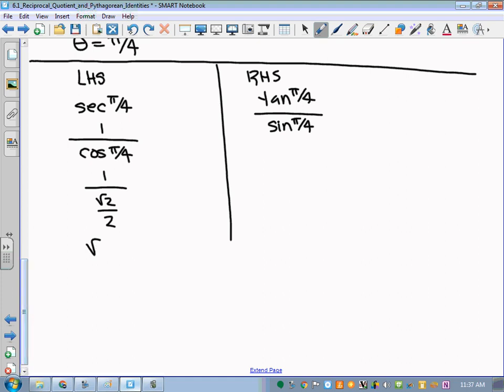Multiplying by the reciprocal would give me 2 over root 2. We know the pain of our textbook. They will rationalize that. They'll write it, or at least the middle step is 2 root 2 over 2. So root 2 is my left-hand side.